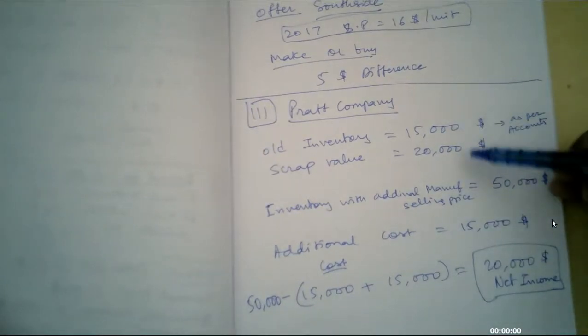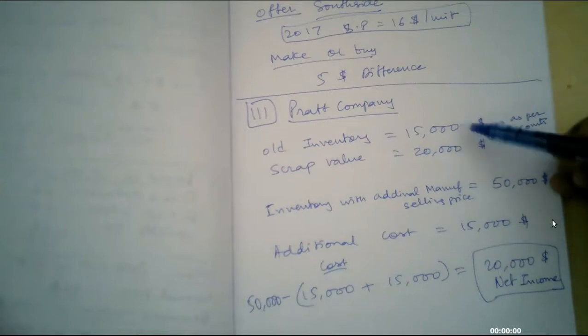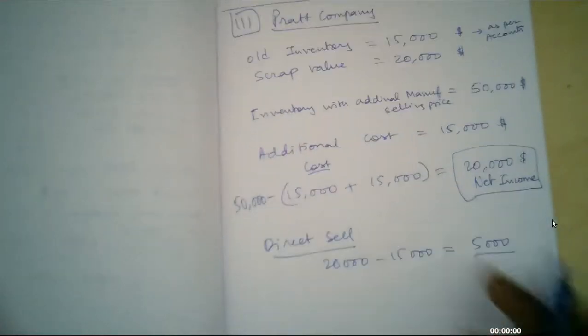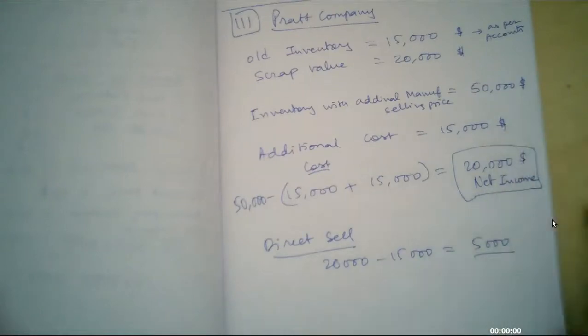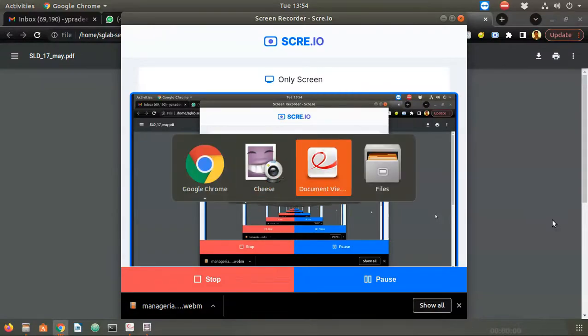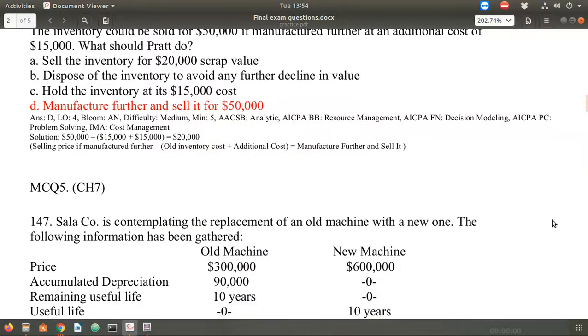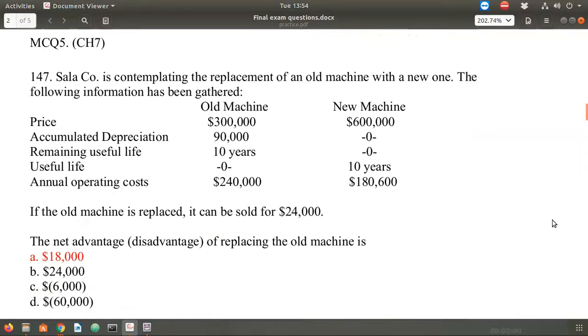Otherwise, if I directly sell, my net income will be only $5,000. Direct sell: $20,000 is your revenue minus 15,000, then you will get only $5,000. So instead of doing this, it is better to do this. This is a simple question, and the answer is D. That is what is marked here. Next, let us go to the next question.